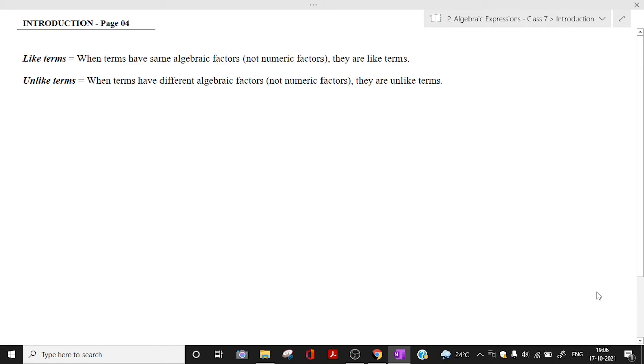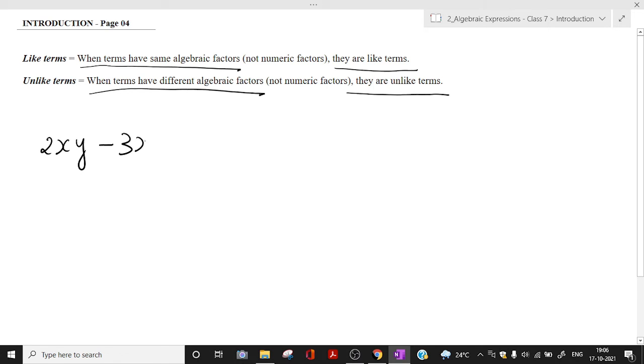What are like terms? When terms have the same algebraic factors, then they are like terms. We are not talking about numerical factors. And when the terms have different algebraic factors, then they are unlike terms. So I will write an expression with, let us say, 4 terms: 2xy minus 3x plus 5xy minus 4.